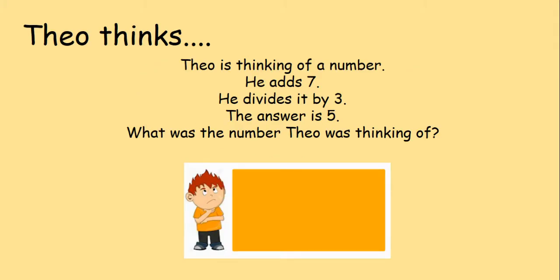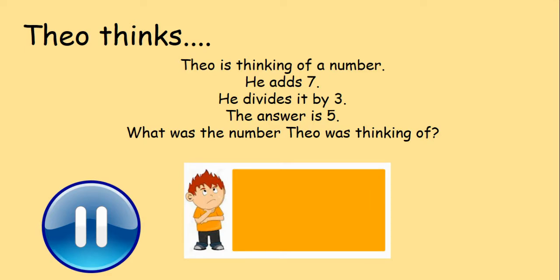Great, let's begin. We're kicking off today with Theo Thinks. Theo is thinking of a number. He adds 7. He divides it by 3. The answer is 5. What was the number Theo was thinking of?